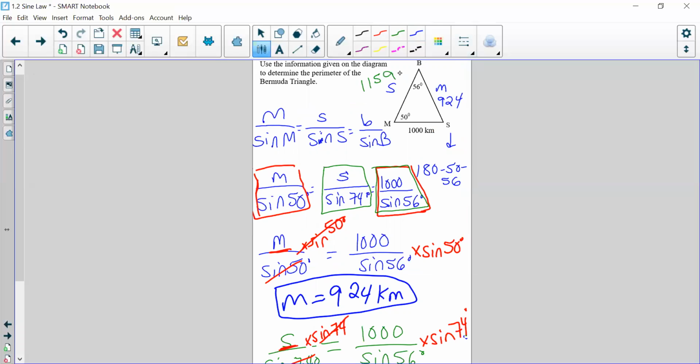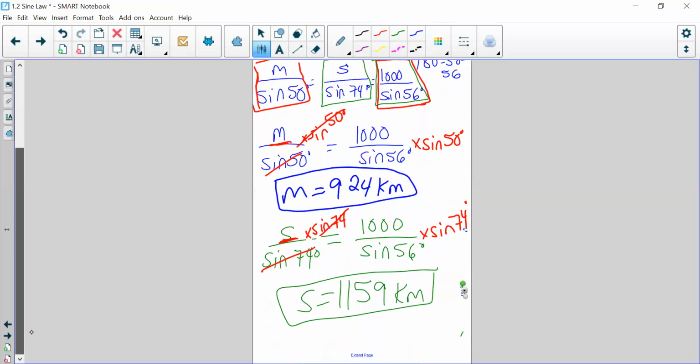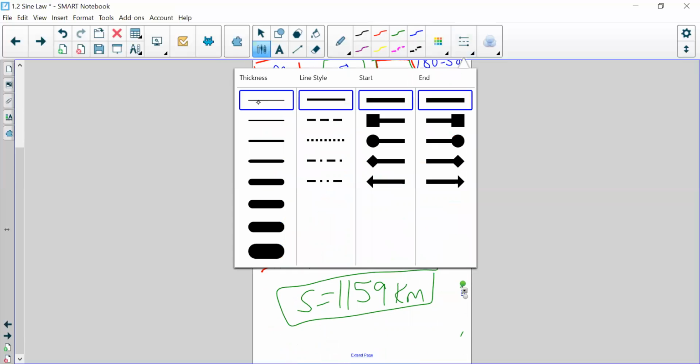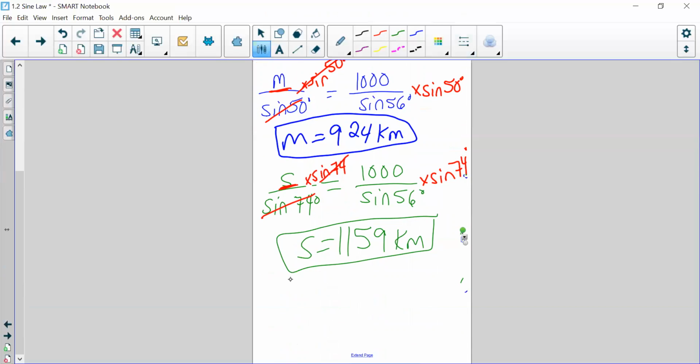And then last thing I'm going to do for perimeter is just add up all the three sides, 1,159, 924, and 1,000 to get my final answer for my perimeter. And I get 3,083.